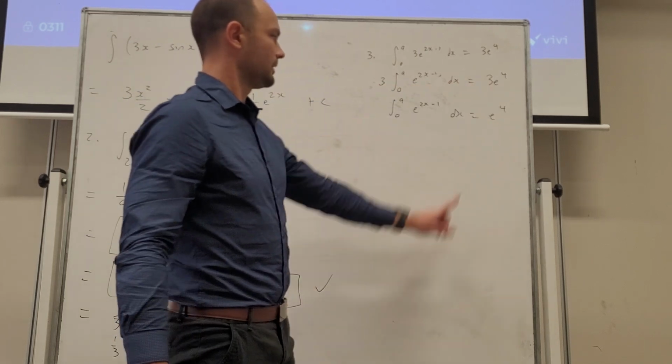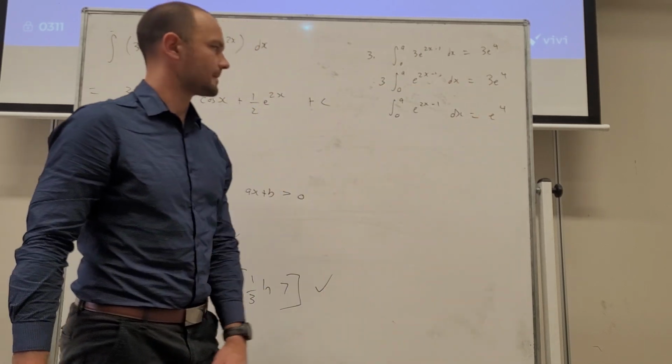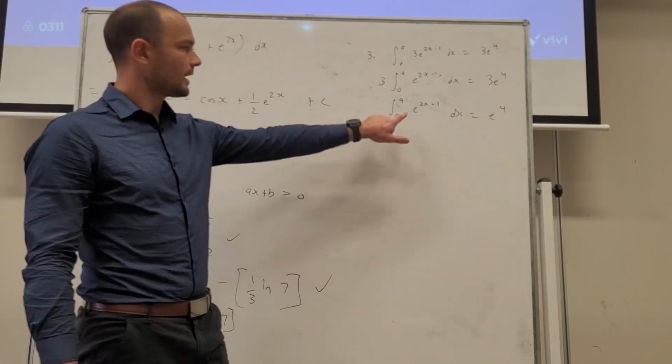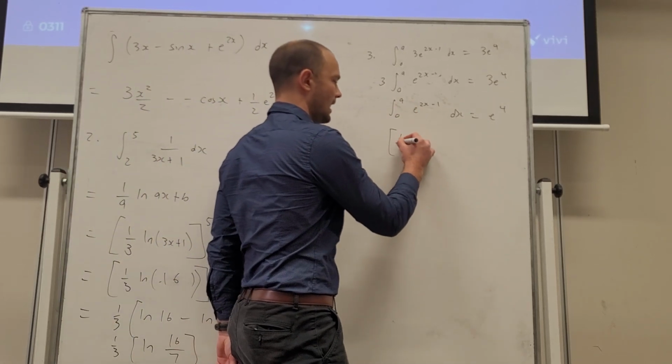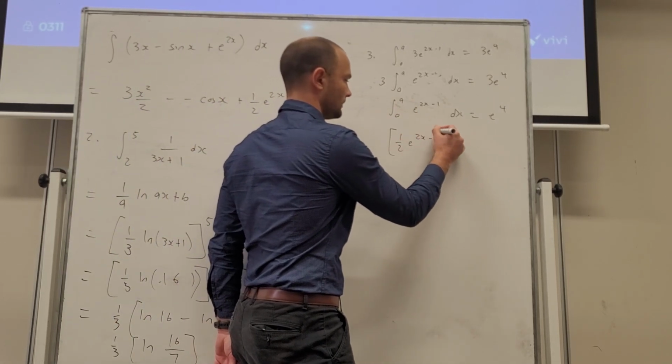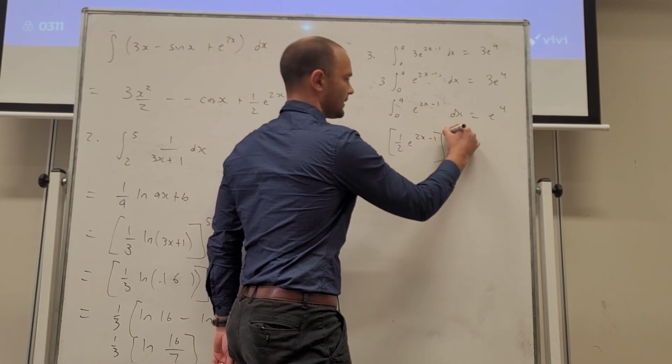Okay. So it just works out nicely. 3 divided by 3 is 1. That won't always be the case. Sometimes it might be a bit uglier than that. Okay, so now when I integrate e to the 2x take 1, that's going to become half e to the 2x take 1. Okay, we're integrating from 0 to a.